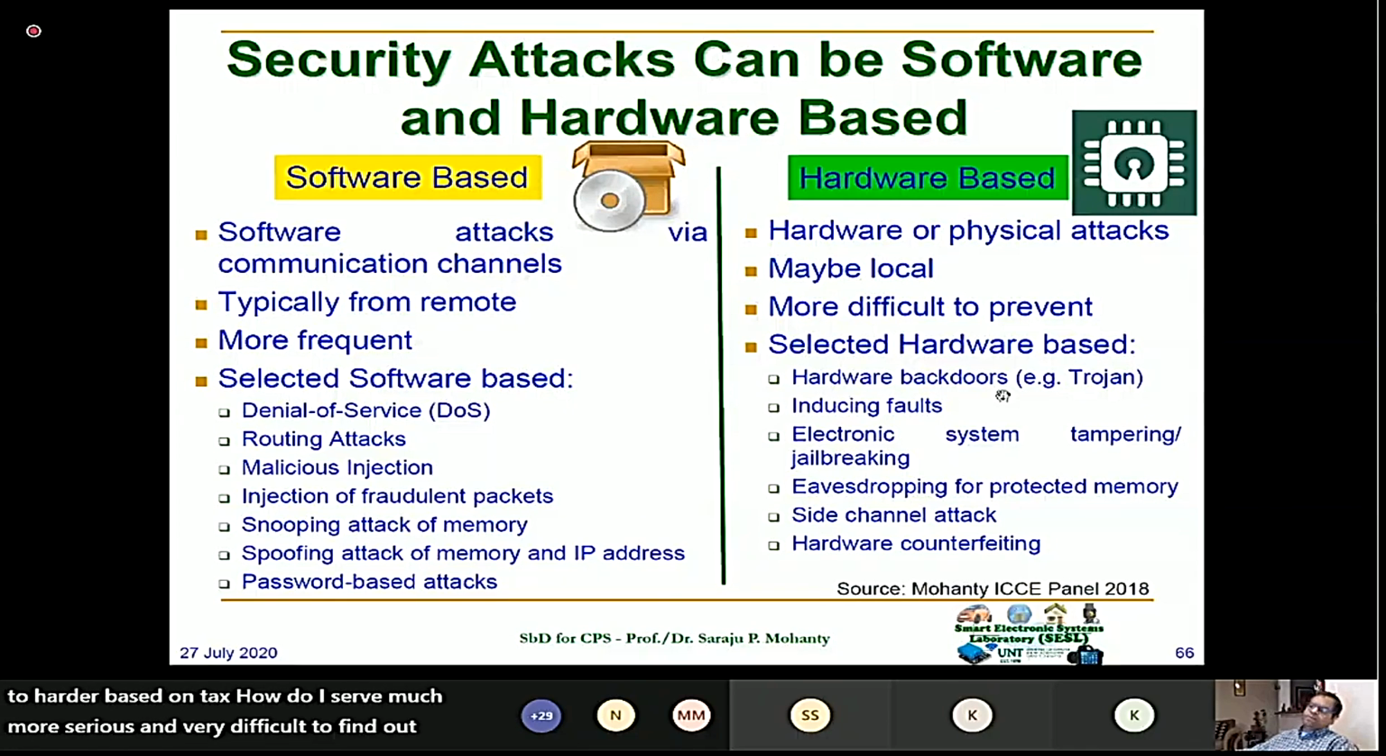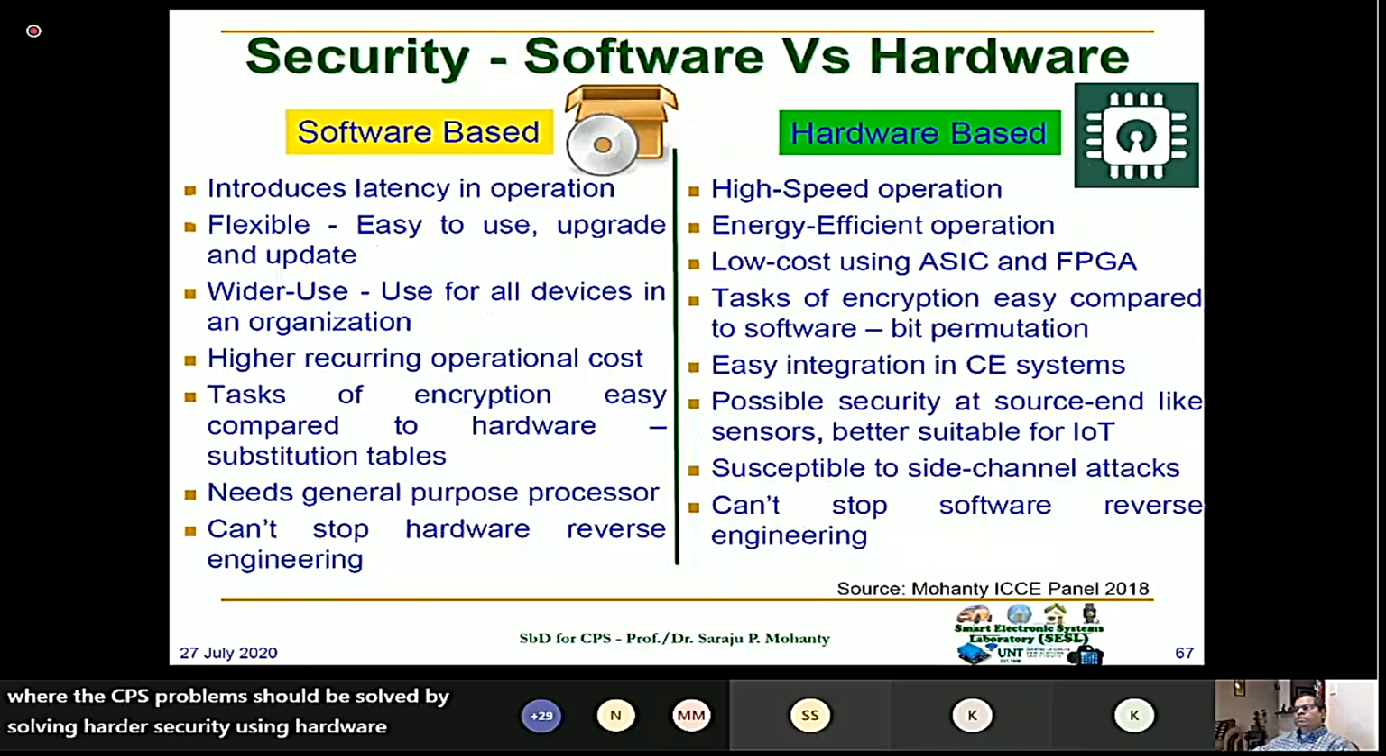For example, a Trojan. I gave an example of a very small hardware modification that may exist, but people cannot easily find it, unlike software. Those are very serious and very difficult attacks, and this is where the CPS problem should be solved, by solving hardware security, using hardware to solve hardware problems.